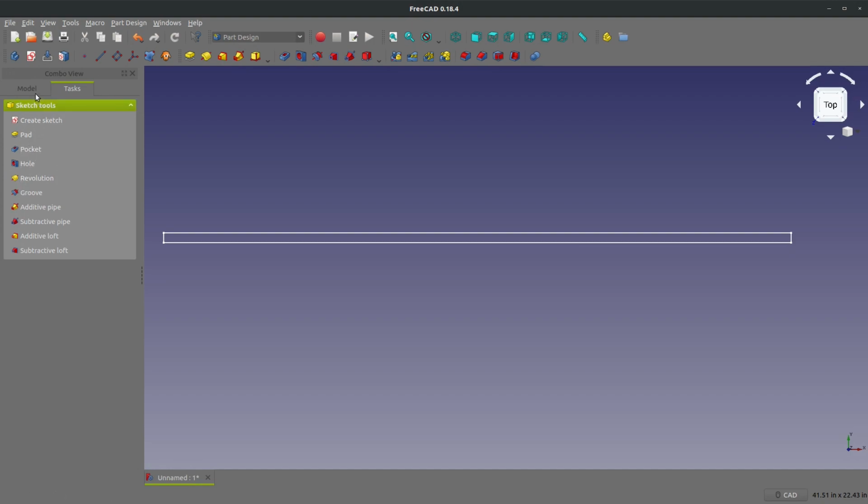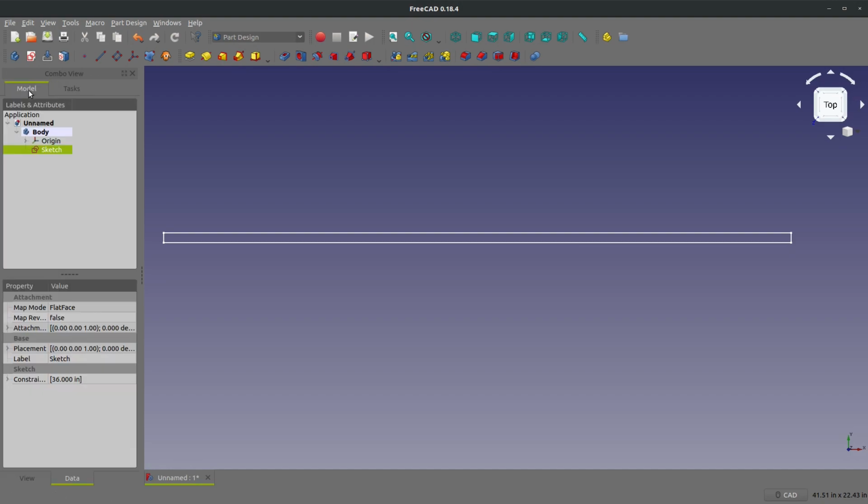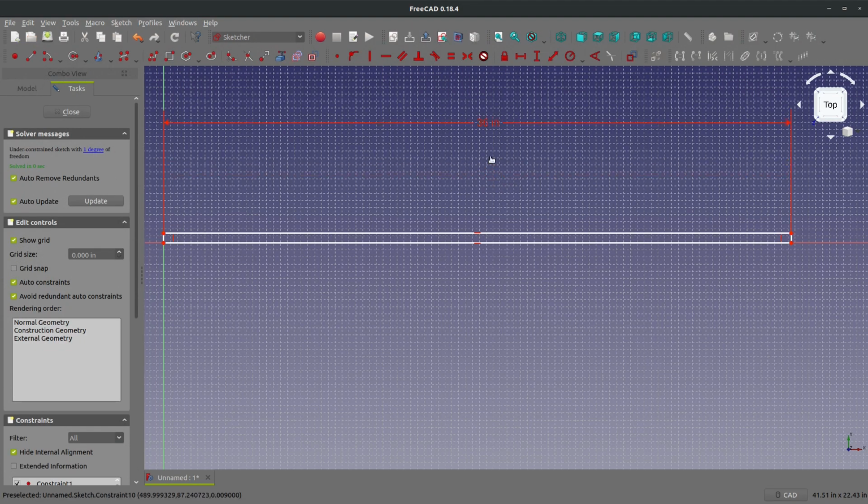So if I apply and OK, changing it to imperial decimal will cause everything to be in inches in your sketch, probably like you've been expecting.